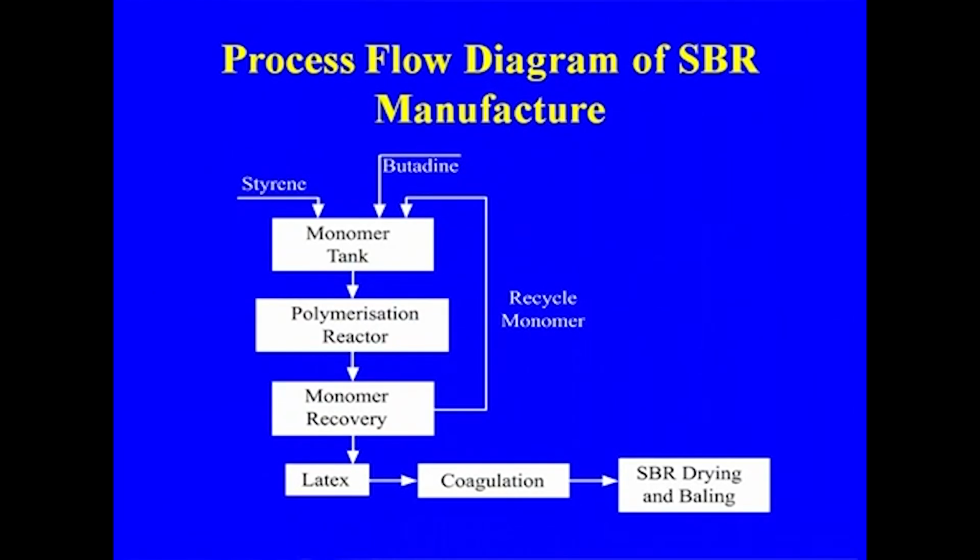This is the process for the manufacture of SBR. The styrene and butadiene go to the monomer tank for mixing and then to the polymerization reactor, where the reaction takes place. As I told you, after 75% conversion, it goes to monomer recovery, where the monomer is recovered and sent for recycling, and you get the latex. As such it can be used, or it will go for coagulation, then the styrene butadiene rubber drying and baling may be done. So this is the process for the manufacture of SBR.